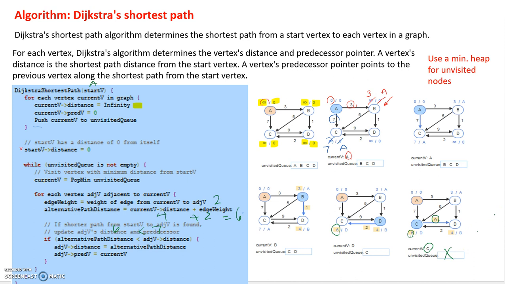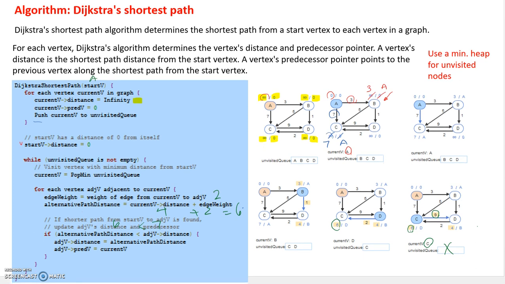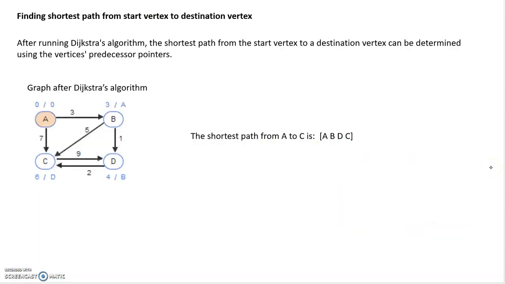Let me go to the next page. So this is it. This is the final result that we have after going through Dijkstra's algorithm. Now, if you want to find the shortest path from the starting node A to, let's say, node C, all you need to do is go to node C. First of all, the distance will be 6. That's the shortest path from A to C.